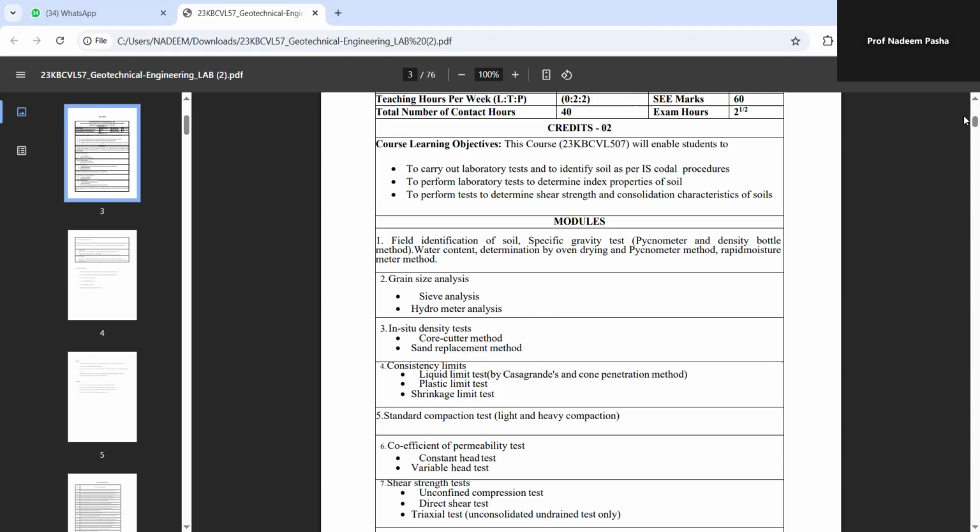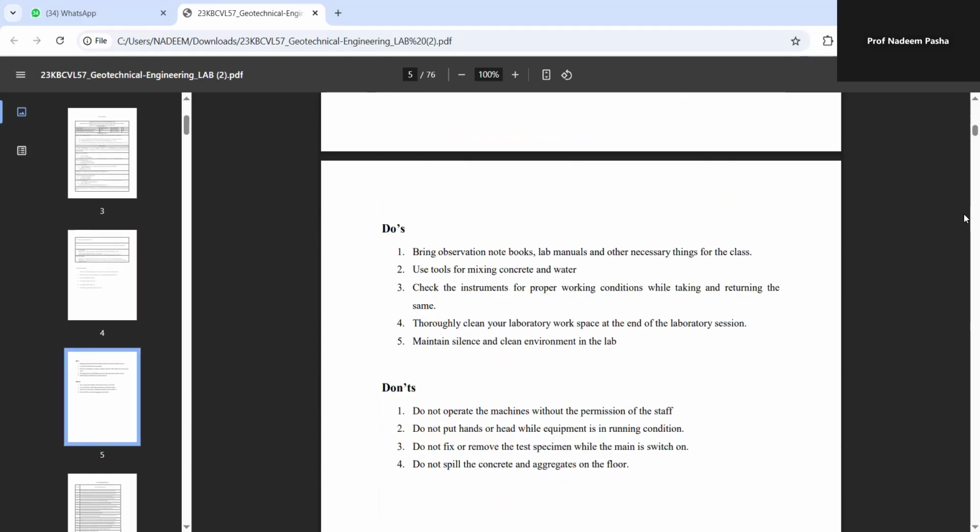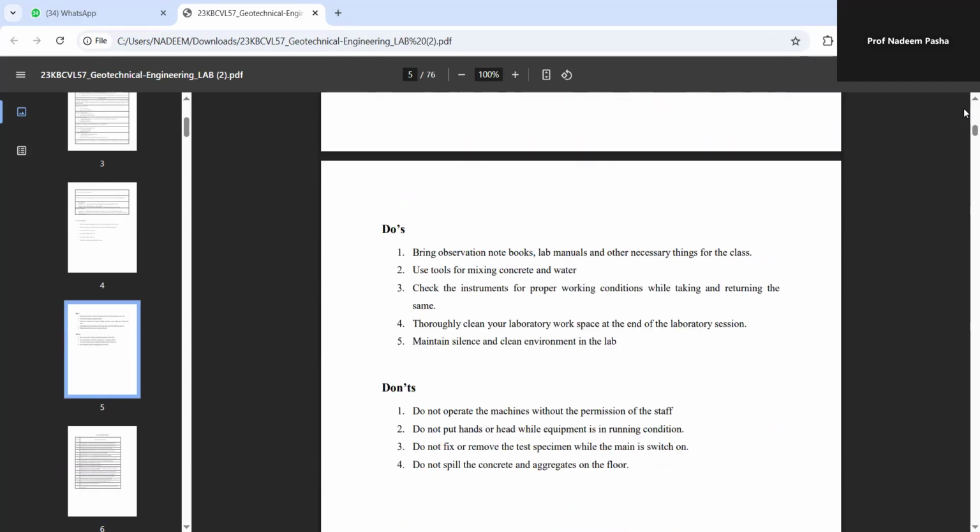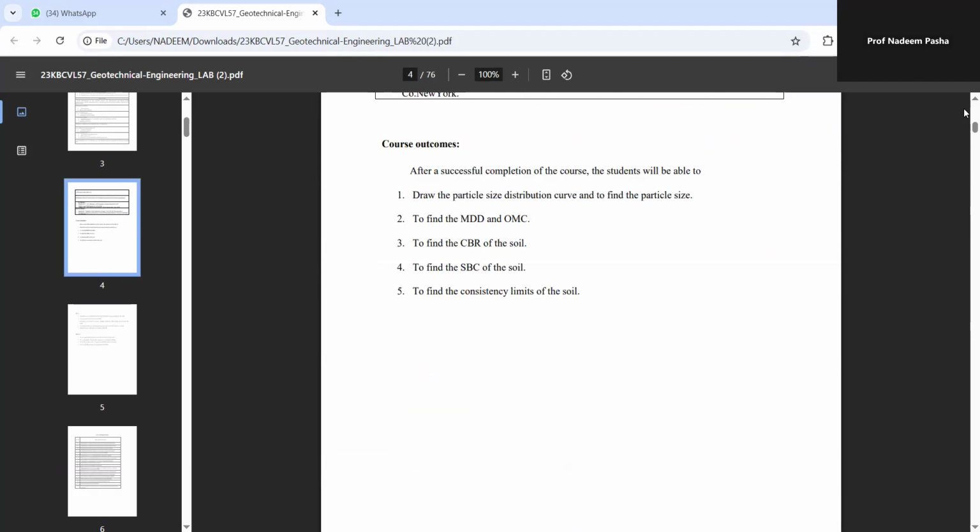As we move forward, we will calculate the shear strength of soil and the consolidation characteristics of soil, which we will also study. After studying, the outcome of this course is also very important. At the end of this lab, we will be able to draw the particle size distribution curve and find the particle size. Apart from that, we will be able to find the maximum dry density and optimum moisture content, the CBR, California bearing ratio of the soil, the safe bearing capacity of the soil, and the consistency limits of the soil.